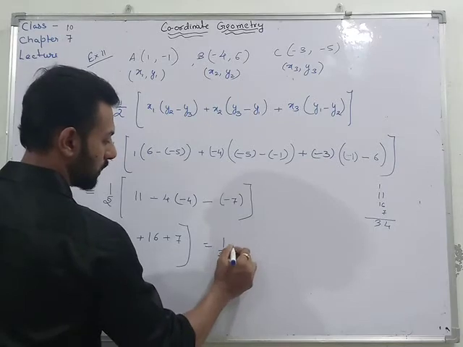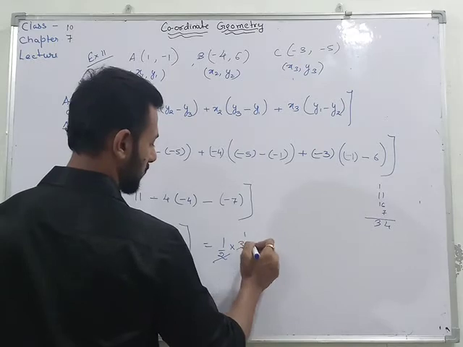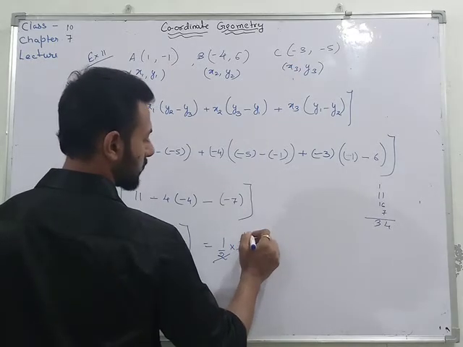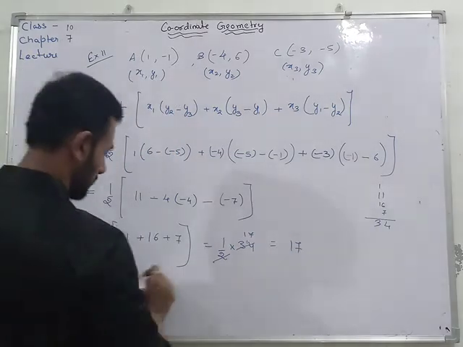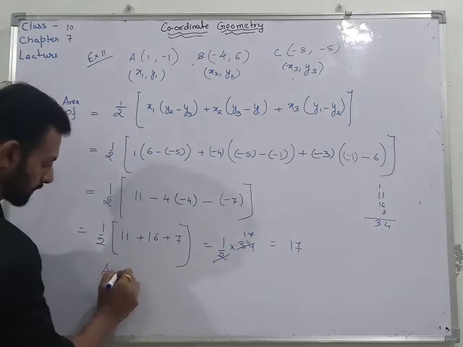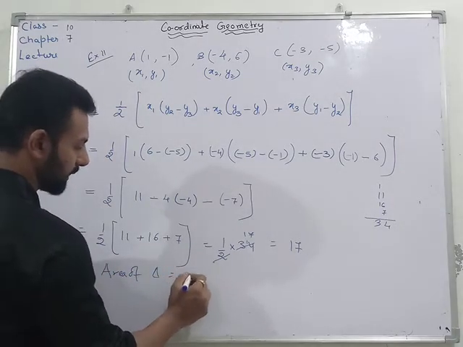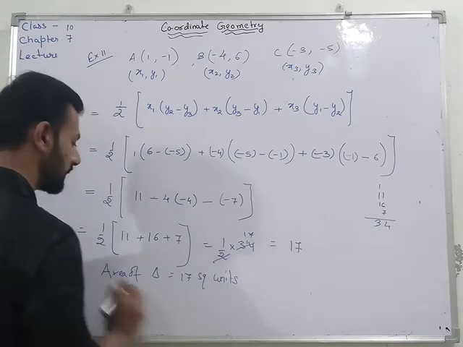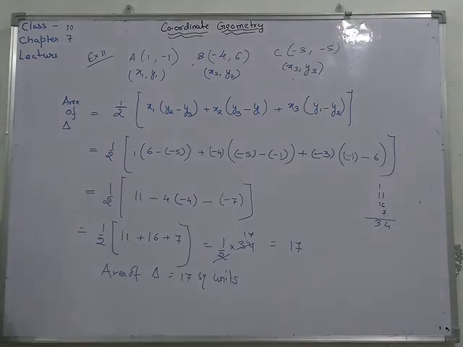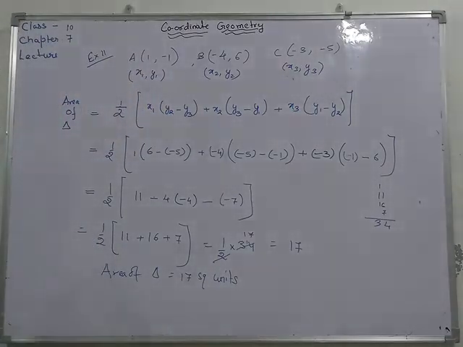1 by 2 into 34, cancel this out, you will get 1 into 17. So we get 17. So the area of the triangle is equal to 17 square units. In this manner we have to solve area of triangle problems. Now moving to the next problem.